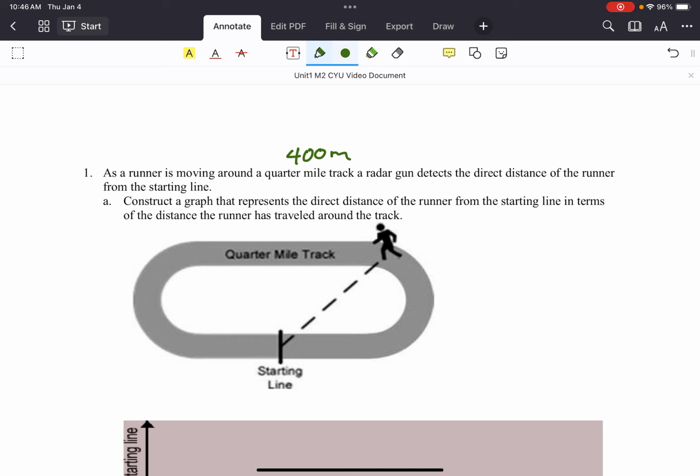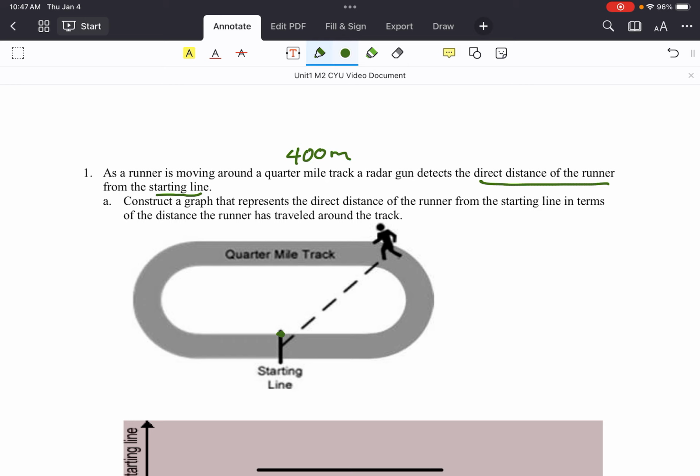We have a radar gun from the start line that is tracking the direct distance of the runner from that point. As you move around the track, let's imagine this runner has one of our GPS smartwatches on. The runner is tracking the distance they traveled. So we have two different distances in this case. Now, you might be going, okay, but how fast is the runner moving? Are they running at a constant speed? Well, I'm going to let you in on a secret. That doesn't matter in this problem.